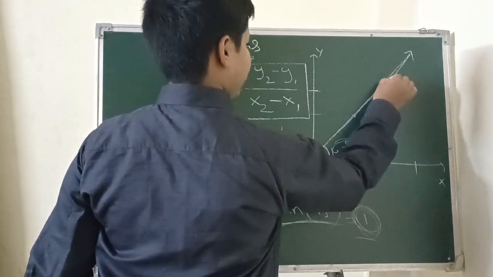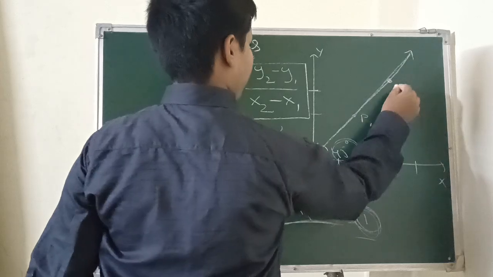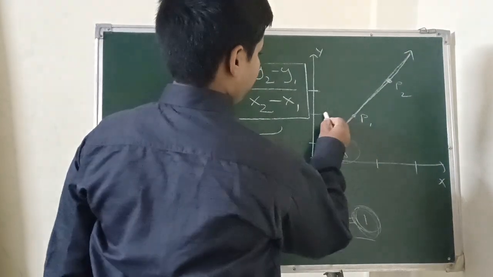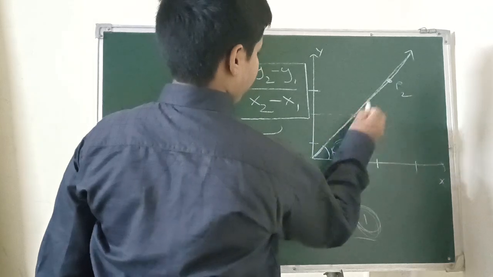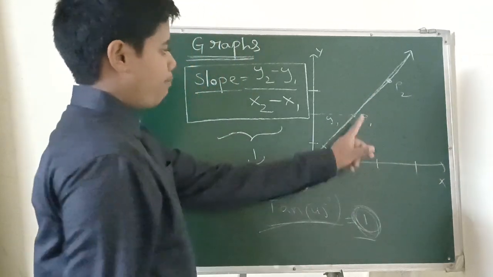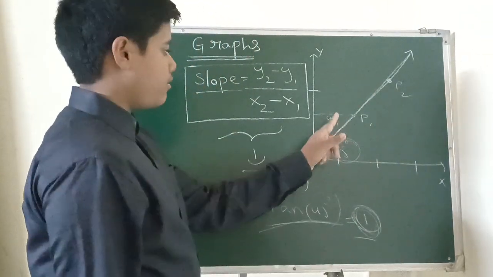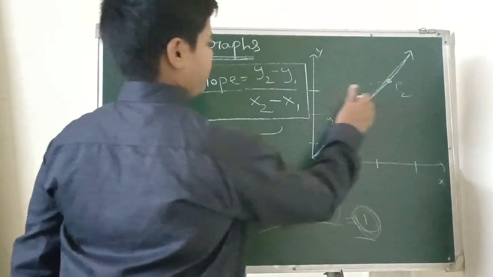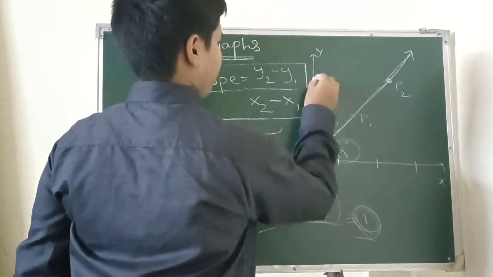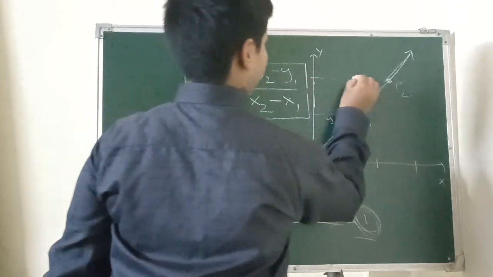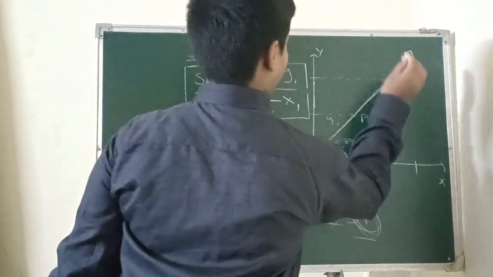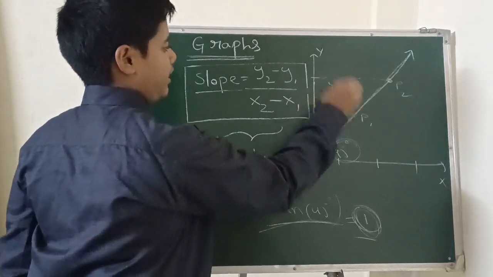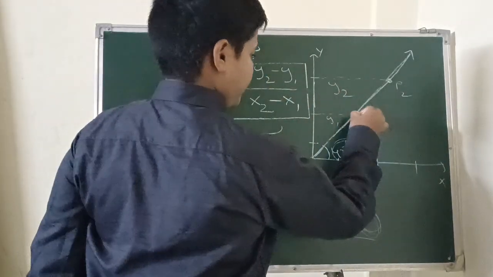So if I take these two points, P1 and this is P2. Here this is y1, because P1 point first we have to represent. So this is y1 and this is y2. I will draw somewhere. So this is P2, which is nothing but y2.